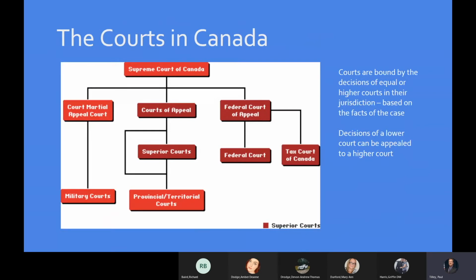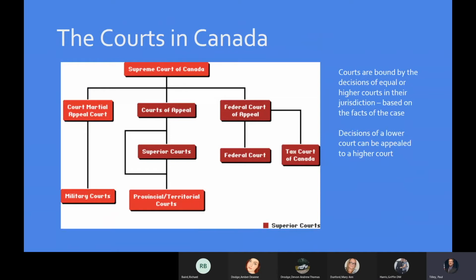The provincial courts are complemented with the federal court, which is that other branch over there. And the federal court has various branches as well. And you say, why do we have two levels of courts? Well, the provincial courts handle all the things that the provinces are responsible for, and the federal court handles all the things that the federal government is deemed to be responsible for as per the Constitution.